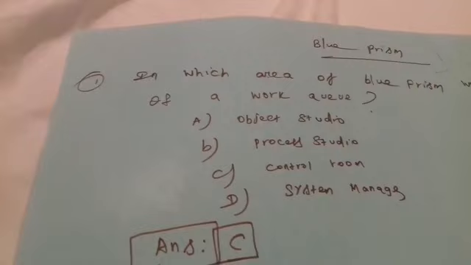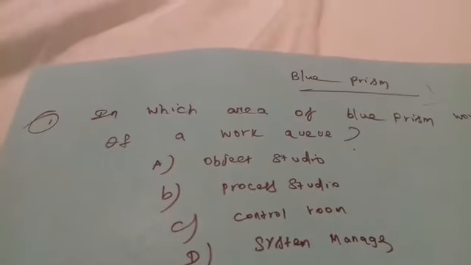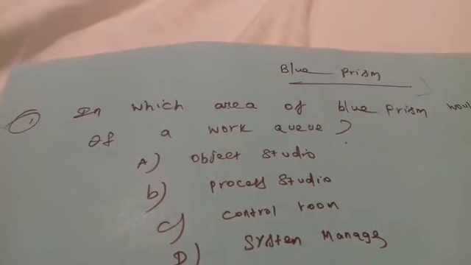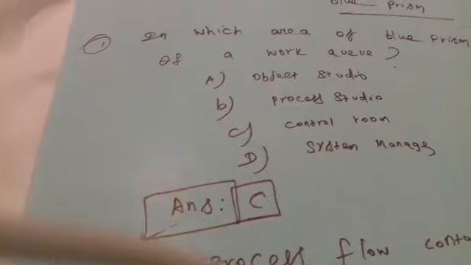In Blue Prism, in which area would you monitor the contents of a work queue? You can check Object Studio, Process Studio, Control Room, or System Manager. The correct answer would be Control Room.